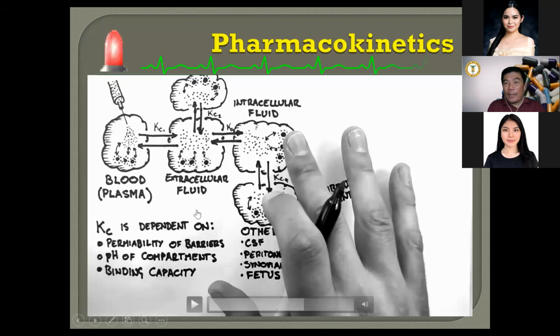So what do we mean by that? This movement could be dependent on permeability of barriers. What do you mean by permeability of barriers? For example, actually, if we're considering barriers, the barriers are the boundaries. So we have the boundary between plasma and extracellular, the boundary between extracellular and fats, intracellular to extracellular, extracellular to intracellular, other fluids to intracellular, intracellular to other fluids.